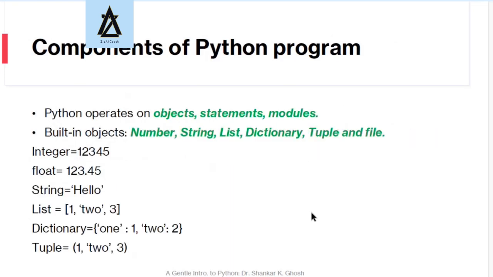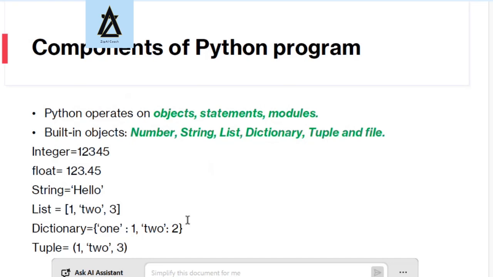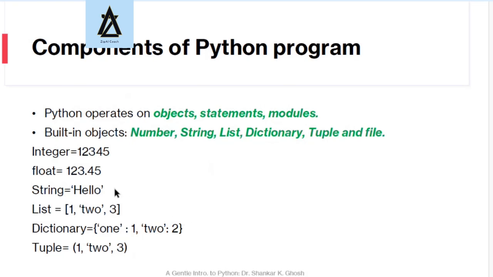Now let's start discussing some modules and features of Python. Python operates on objects, statements, and models. The built-in objects which Python has, as I told you, are number, string, list, dictionary, tuple, and file. I have listed one example of each object. We know how integer and float look, so those go under number.